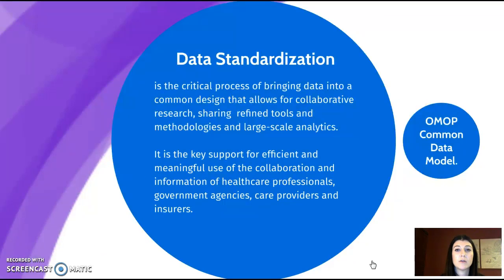So let's talk about data standardization. It's the critical process of bringing data into a common design that allows for collaborative research, sharing refined tools and methodologies, and large-scale analytics. It is the key to support for efficient and meaningful use of the collaboration and information of healthcare professionals, government agencies, care providers, and insurers.